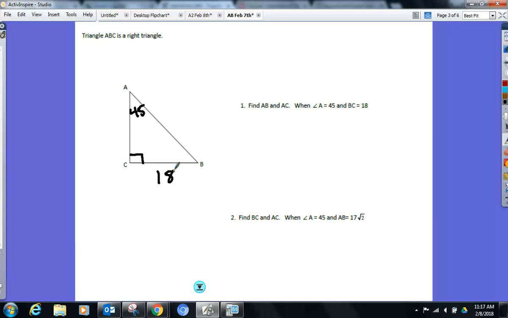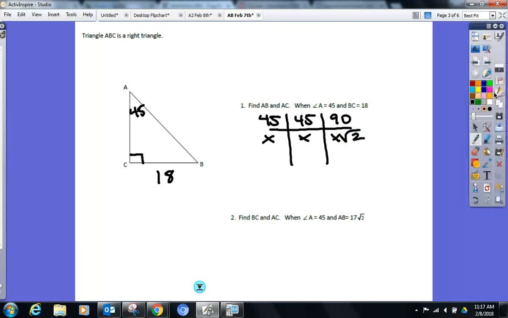Now, hey, I know you can do this without busting out my chart I just showed you. But I want you to be used to applying it. Because starting tomorrow, those numbers aren't going to be as neat as 18. So X, X, and what was across from the 90? X radical 2. Here's how you use my chart.